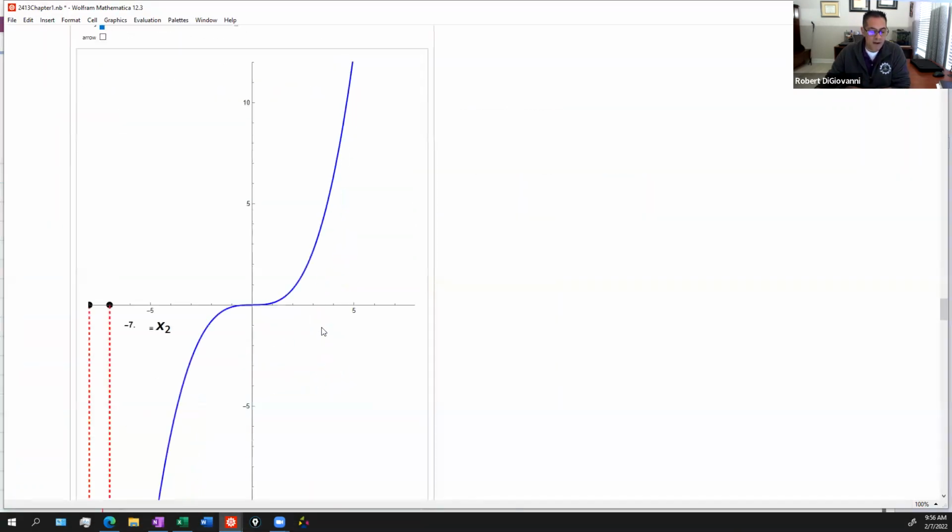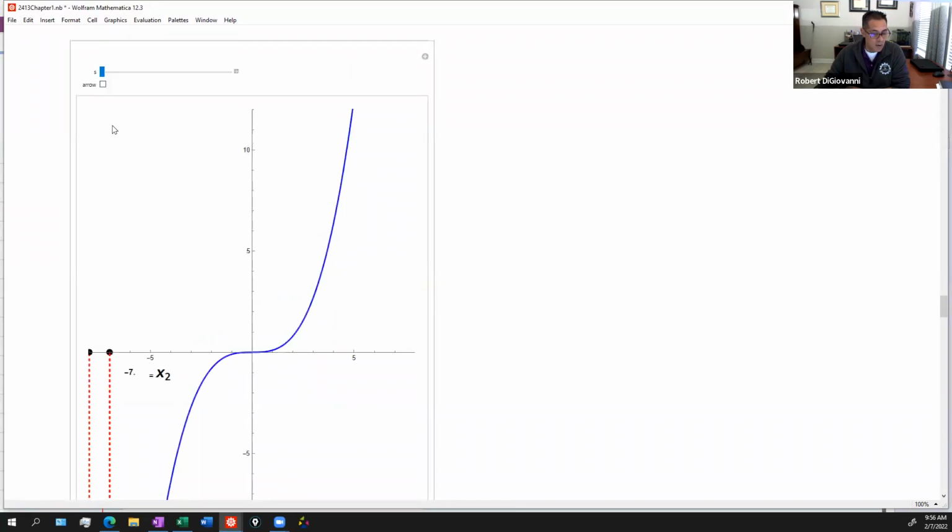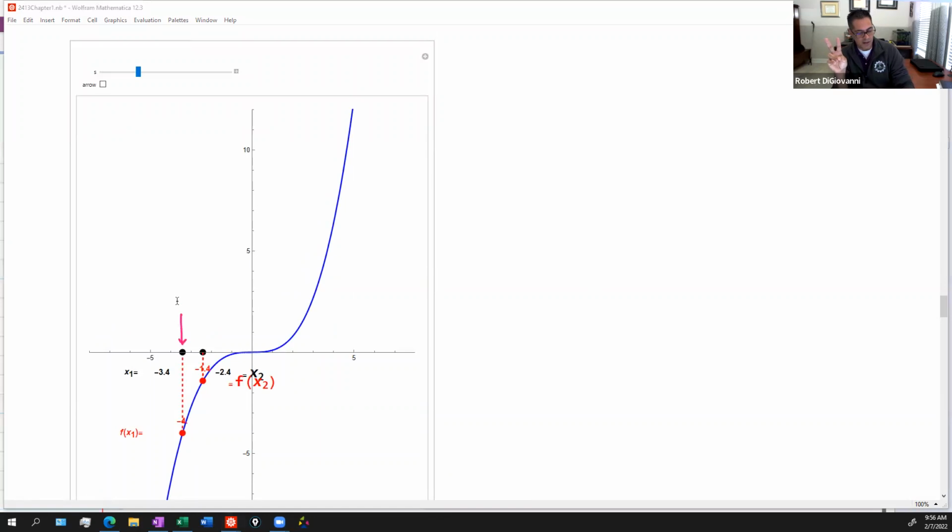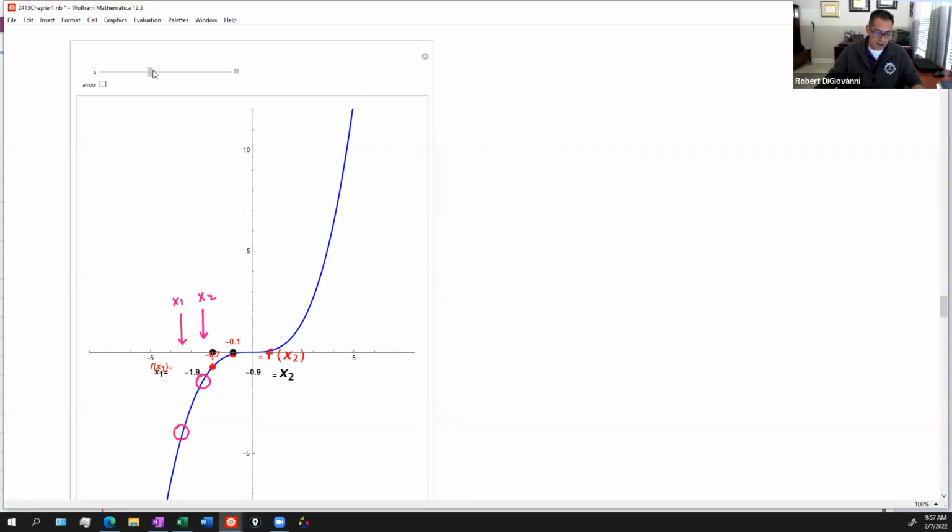This is an example of a function that is increasing. What I want you to pay attention to is that if I pick two values of x, here's my first x, I'll call it x1, and I pick a second value of x, call it x2, notice that the second point, this red point, is always higher than the left point. It doesn't matter where I am on the function, the point on the right is always going to be higher than the point on the left. Do you all see that?